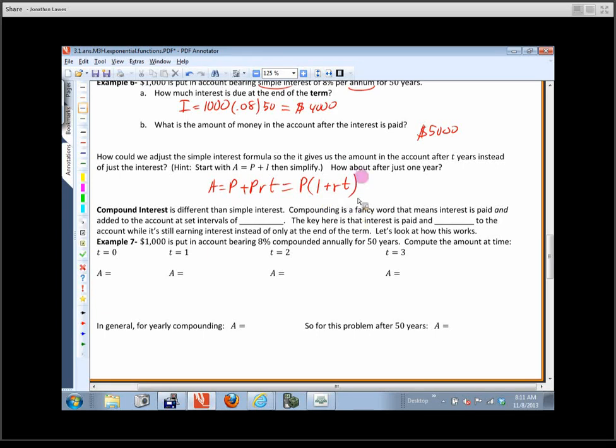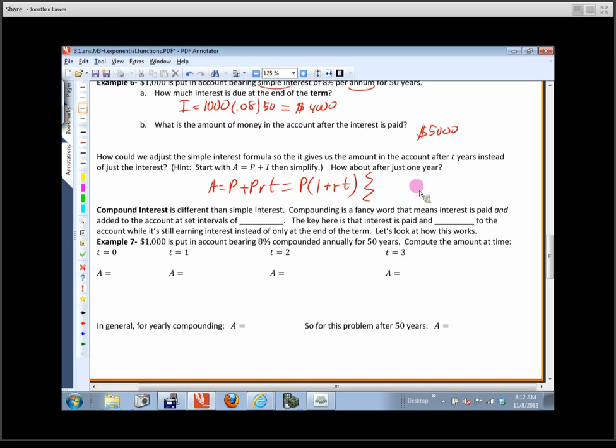Okay, now, let me do this so it doesn't look like I'm dividing or anything. I'm going to change colors here. And it asks a specific question. How about after just 1 year? So if I put 50 in here, that would tell me how much there is after 50 years. But let's say I just wanted a formula that will tell me how much is in the account after 1 year. Well, what would the T change to? What does T stand for anyway? Time, okay? So that means I'm going to put a 1 in for T.